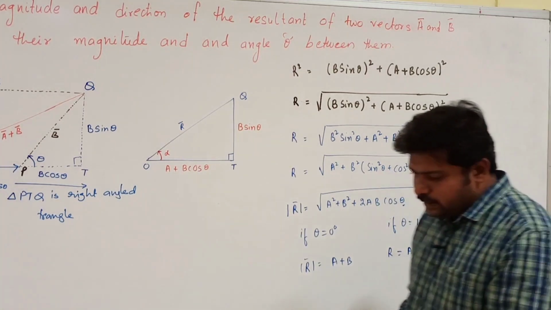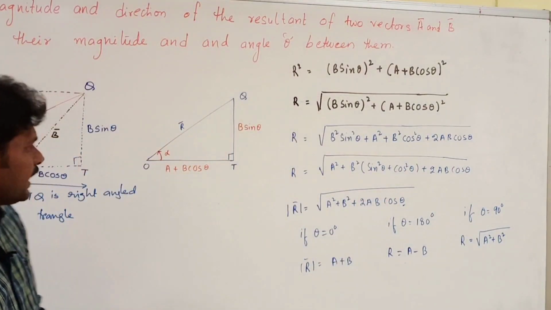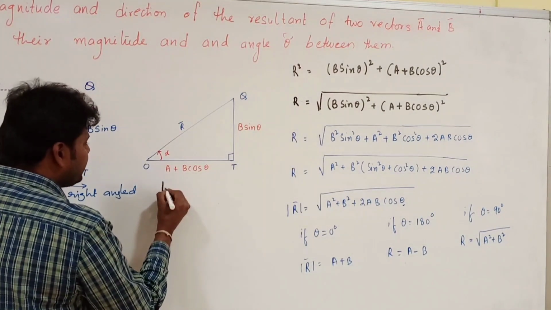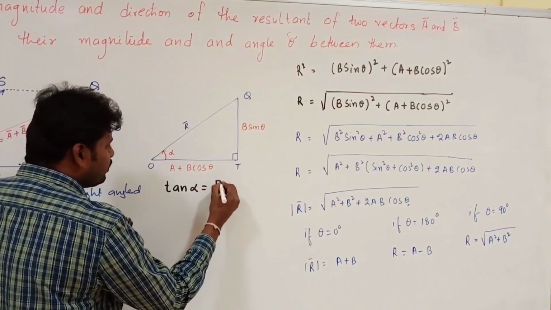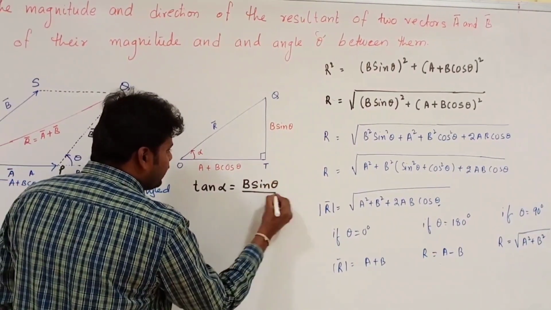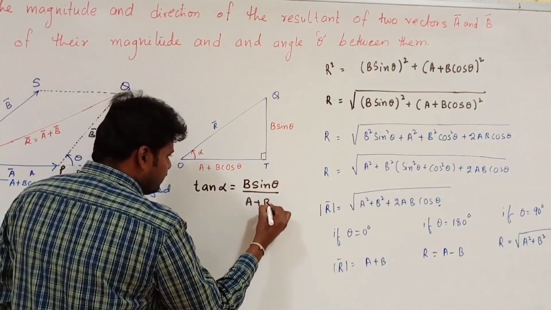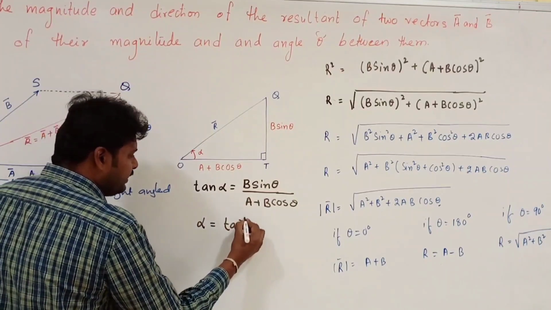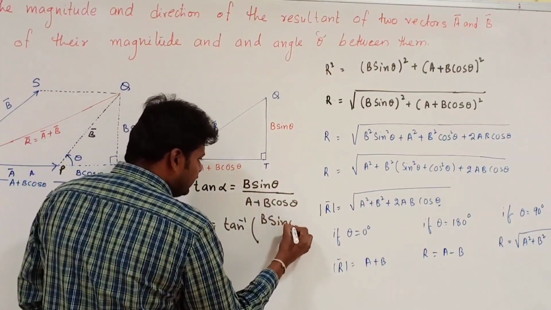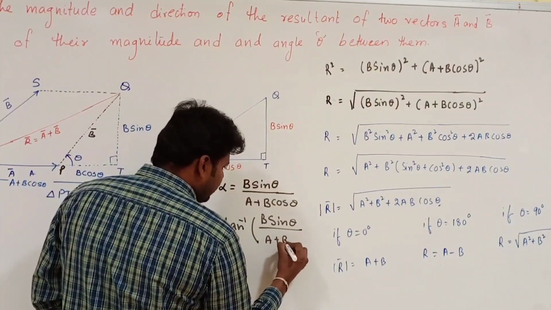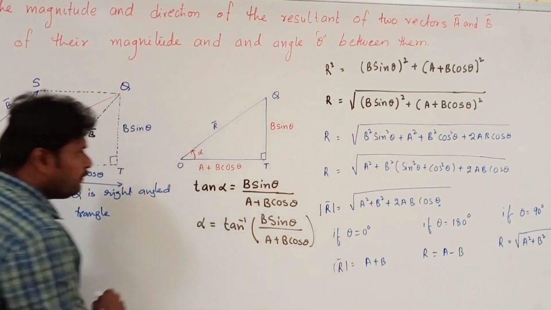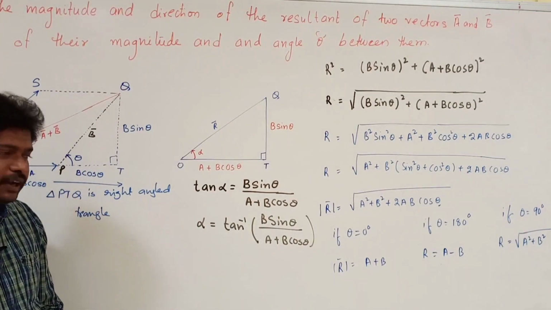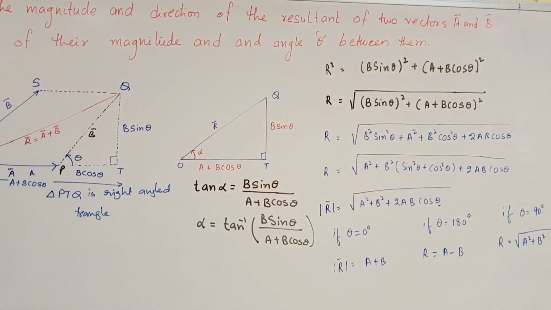Now, how to find alpha? Here, in the triangle OTQ, if you observe it, I can write tan alpha is equal to the opposite side B sin theta by the adjacent side A plus B cos theta. So, alpha is equal to tan inverse of B sin theta by A plus B cos theta. This is the alpha value, that is, the resultant vector making an angle alpha with the vector A. Okay.